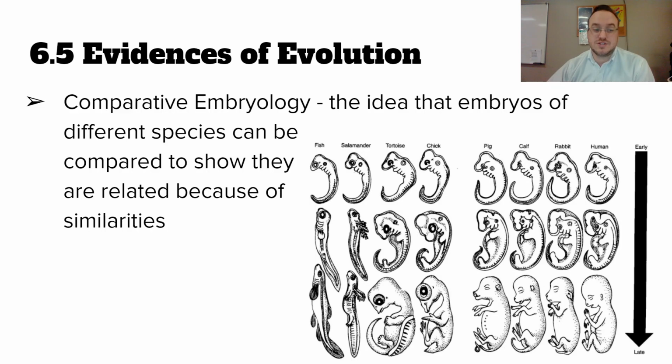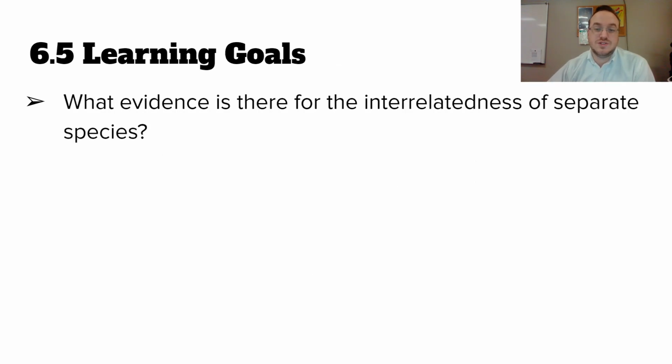So these are some sketches. They are not actual pictures, right? They're sketches from, some of them are from CT scans, some of them are from MRI scans of embryos in the womb or in the egg for each of these, right? And you can see that the label goes from early to late. That's stage of development, not stage of evolution. All right, so those are the types of evidences that we're going to talk about.